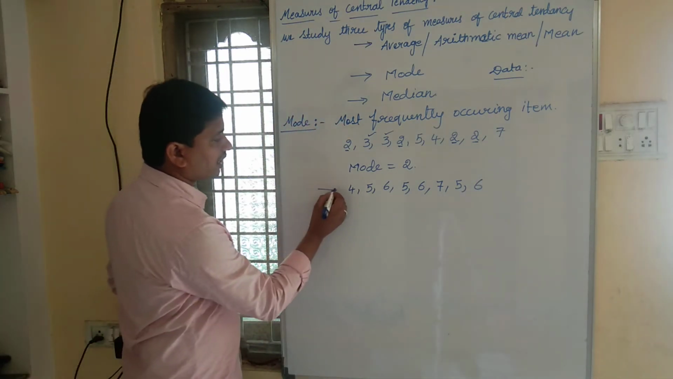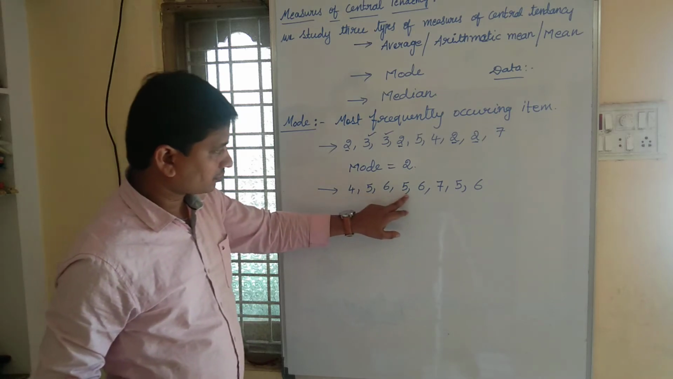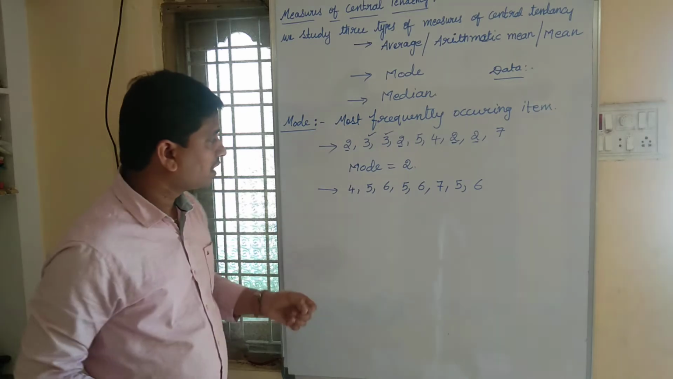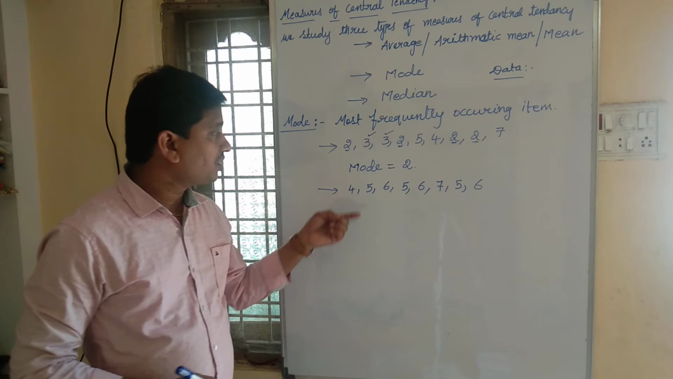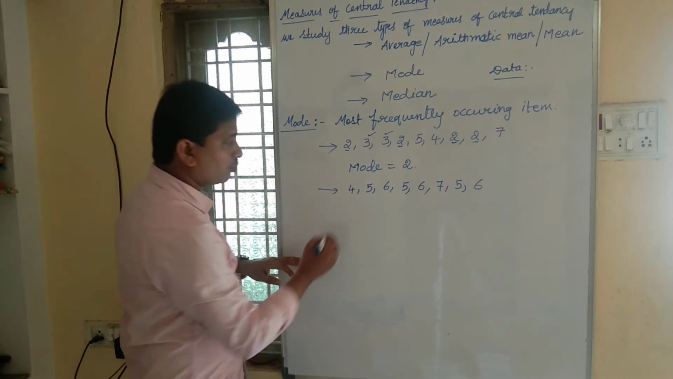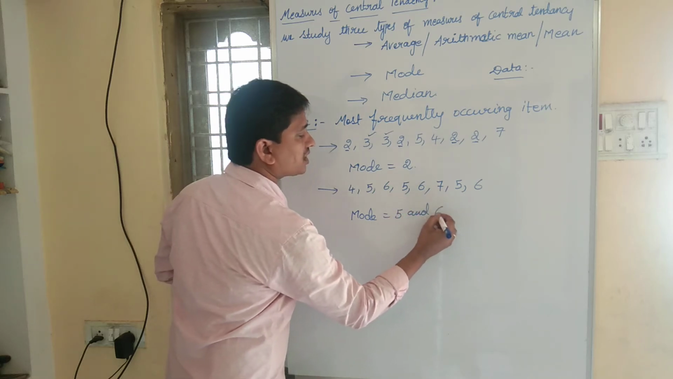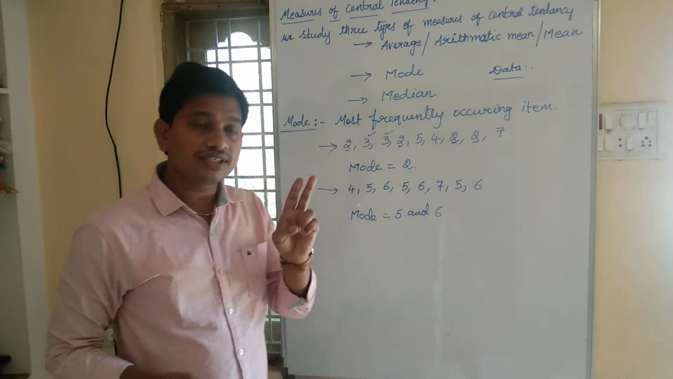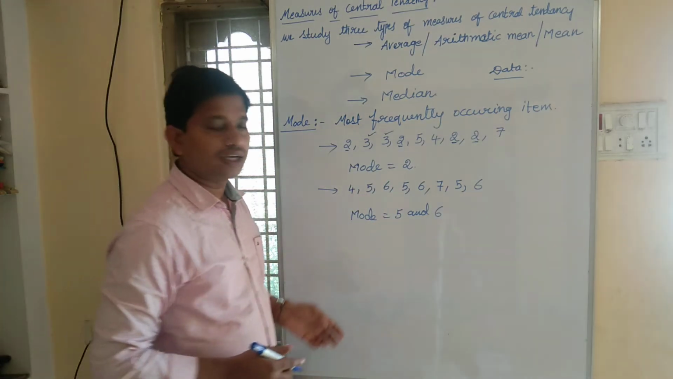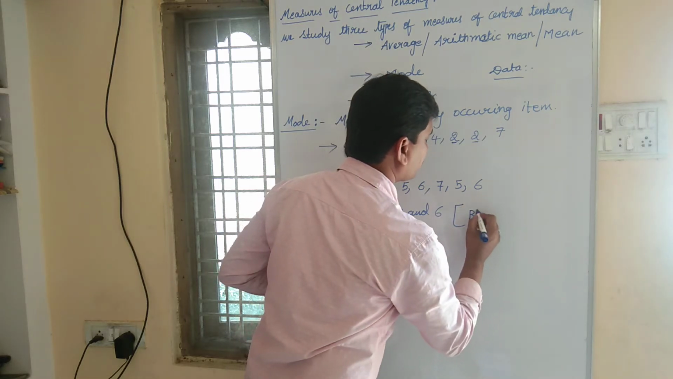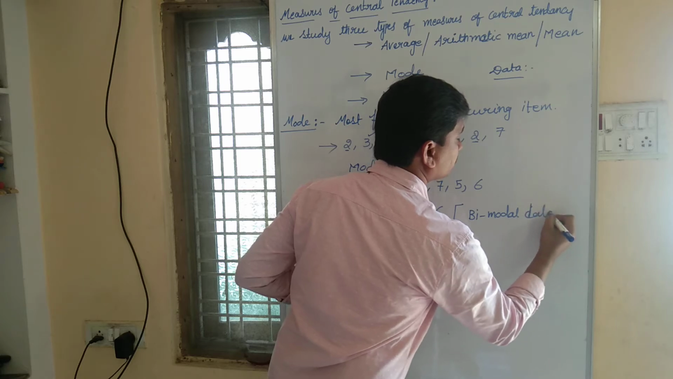If you observe this given data, observation 5 is repeating 3 times, and observation 6 is also repeating 3 times. Then what is the mode of this data? The mode is 5 and 6, because 2 observations are occurring the same number of times. Such type of data is called bimodal data.